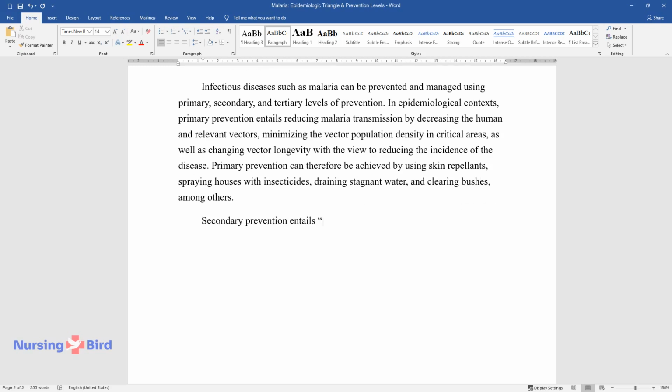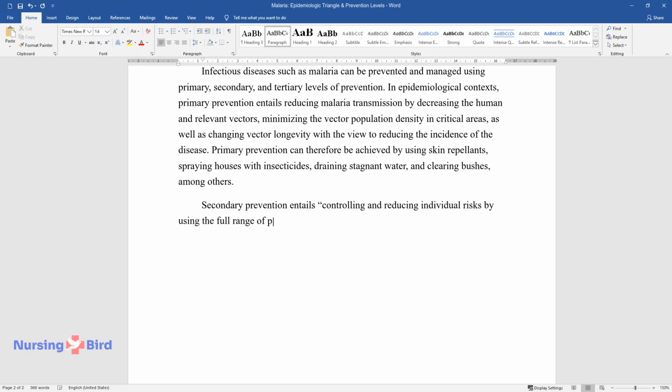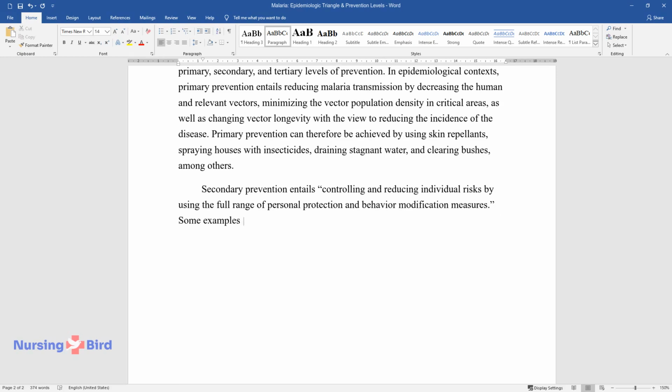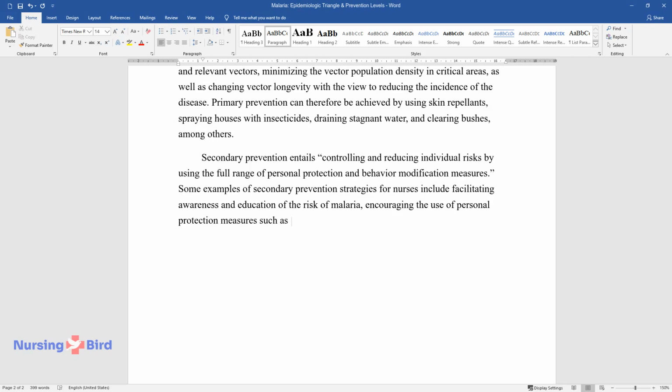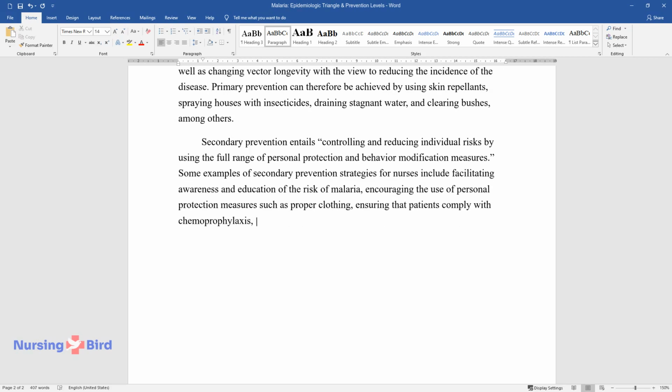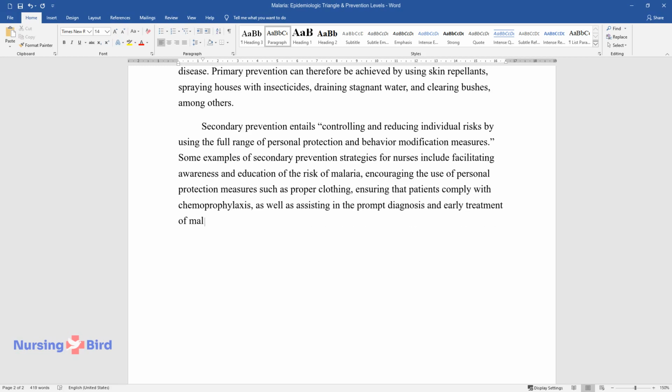Secondary prevention entails controlling and reducing individual risks by using the full range of personal protection and behavior modification measures. Some examples of secondary prevention strategies for nurses include facilitating awareness and education of the risk of malaria, encouraging the use of personal protection measures such as proper clothing, ensuring that patients comply with chemoprophylaxis, as well as assisting in the prompt diagnosis and early treatment of malaria.